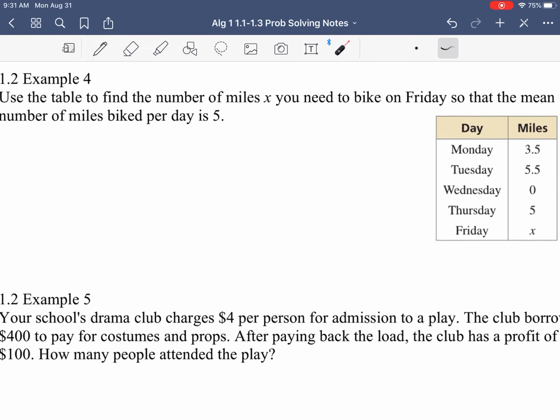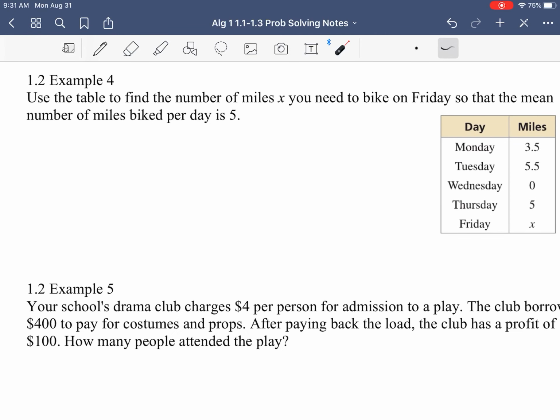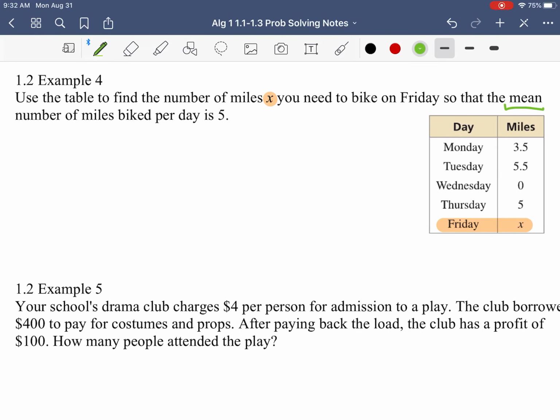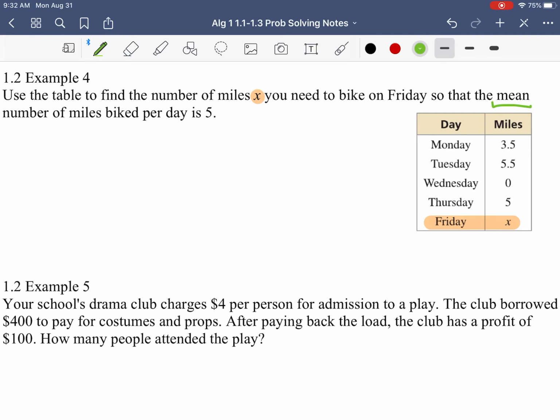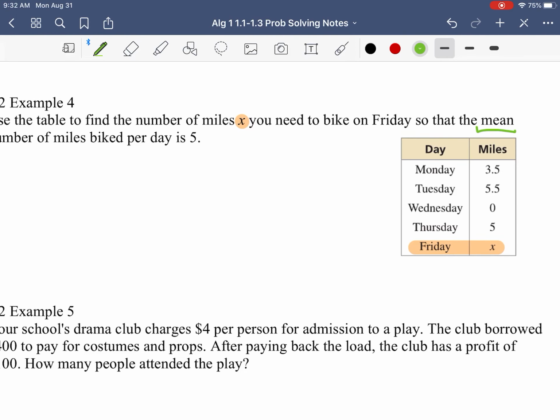Here we're using the table. They give us a table. Use the table to find the number of miles x. So there's our variable, I'm going to highlight that. There's my variable x. You need to bike on Friday. Friday's got the x in it in the table. So that the mean number of miles biked per day is 5. If we don't remember what mean is, then we would probably need to look that word up. Mean is another word for average.